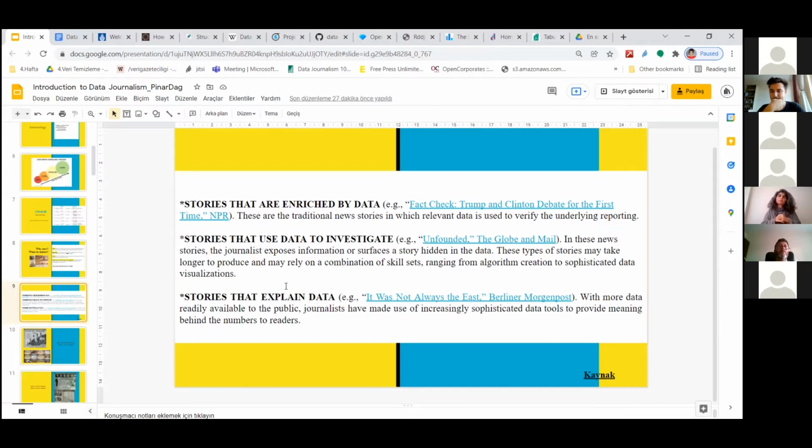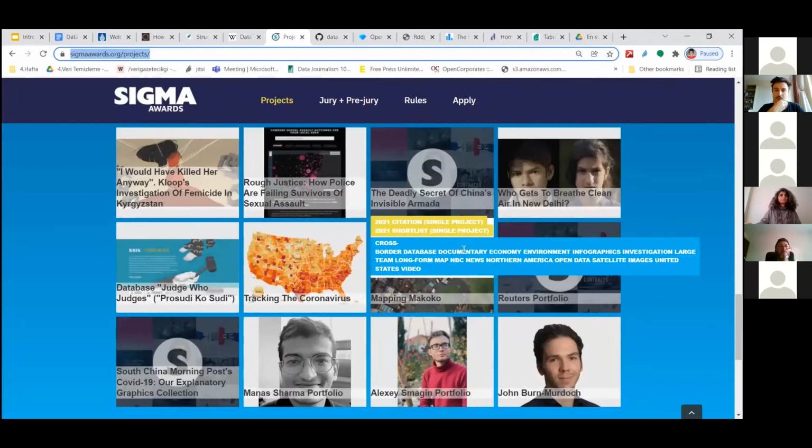In the New York Times samples, you can see like the Trump sample or Berliner Morgenpost. They do really interesting stories based on data. They explain sometimes because it's not easy and people are not really data literate, so you need to explain clearly what the story is about. But here again, as I said, I would like to show some interactive.